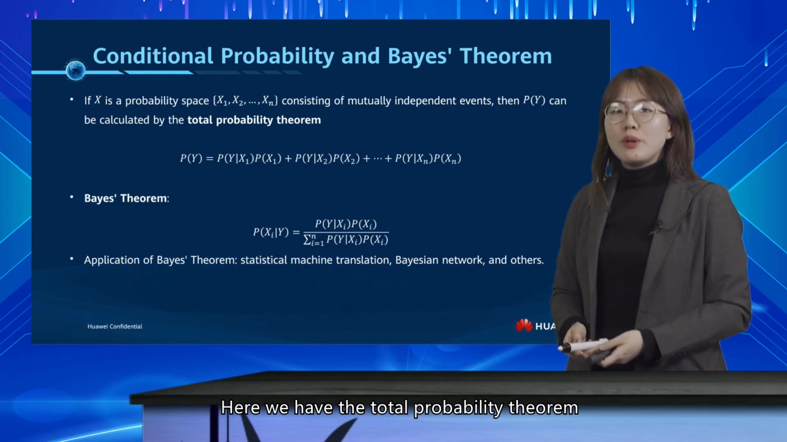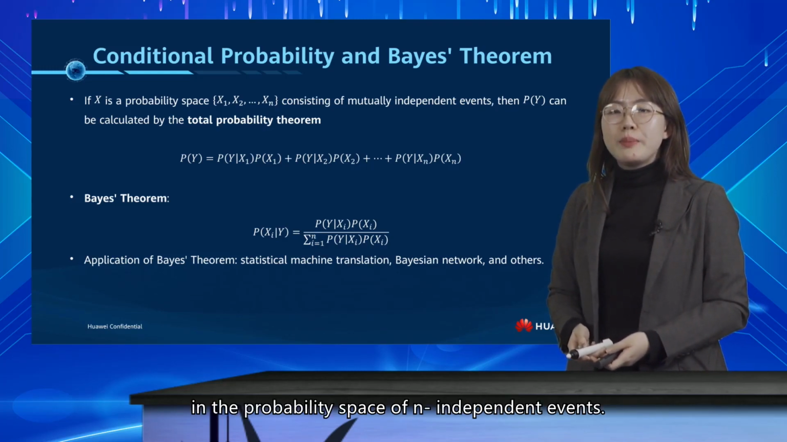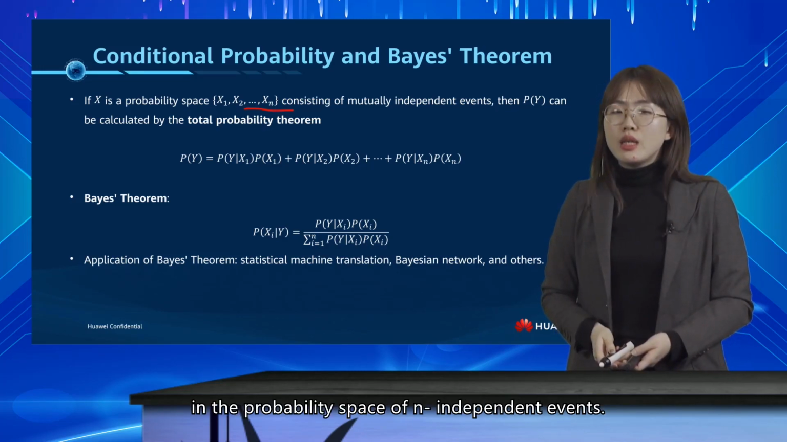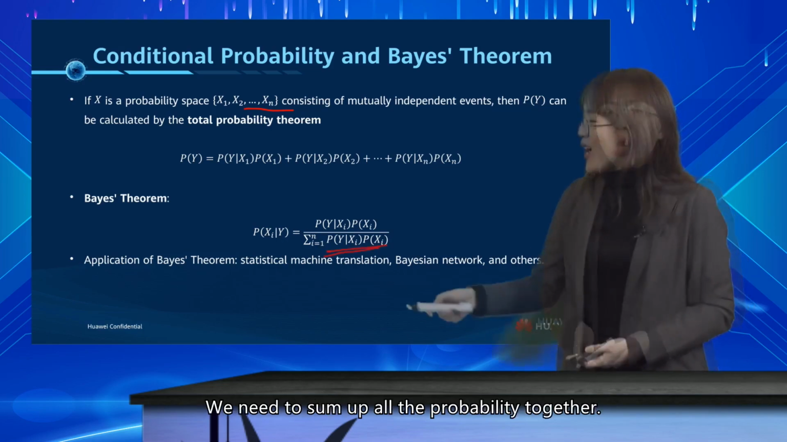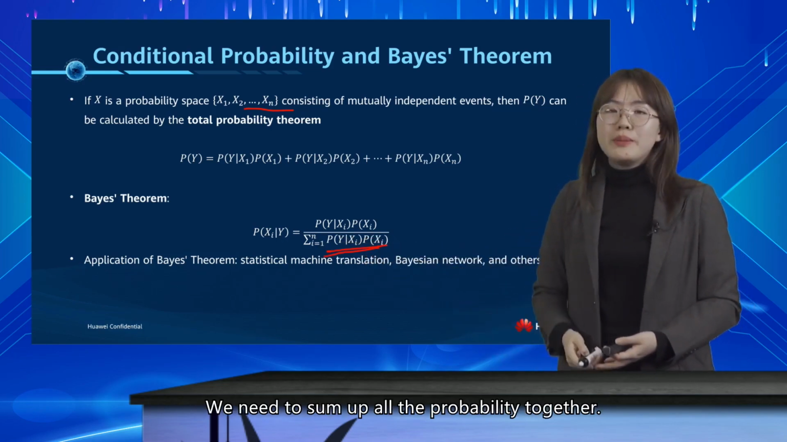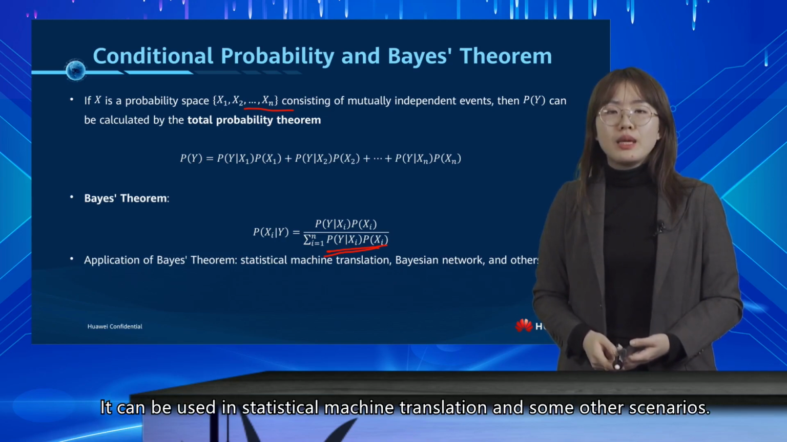Here we have the total probability theorem in the probability space of n independent events. We need to sum up all the probabilities together. It can be used in statistical machine translation and some other scenarios.